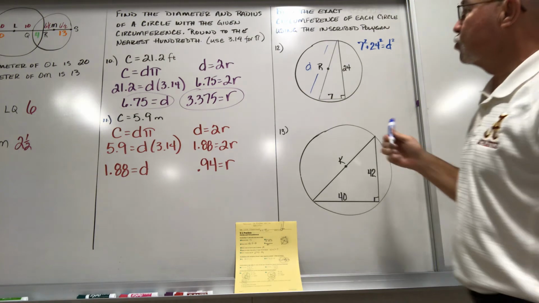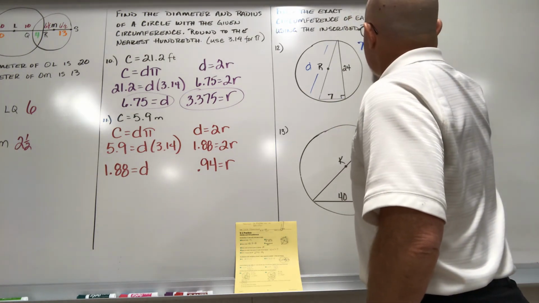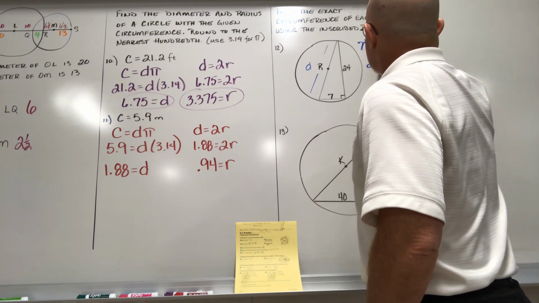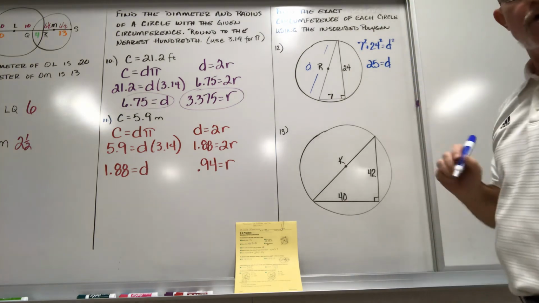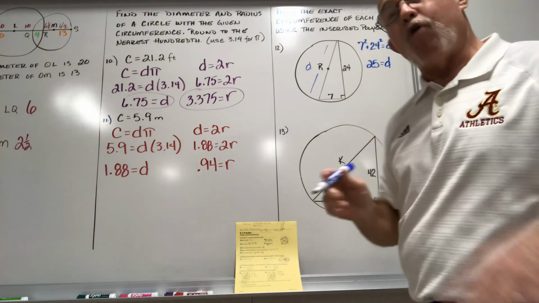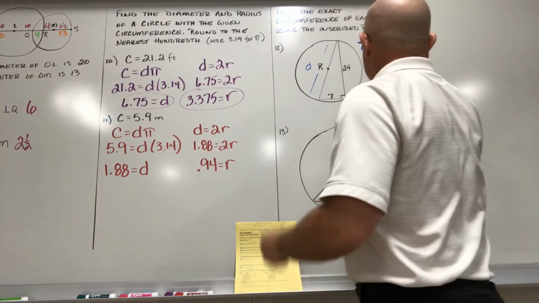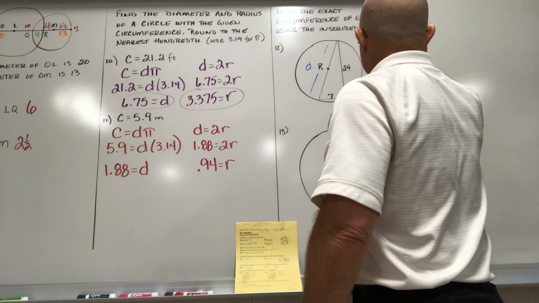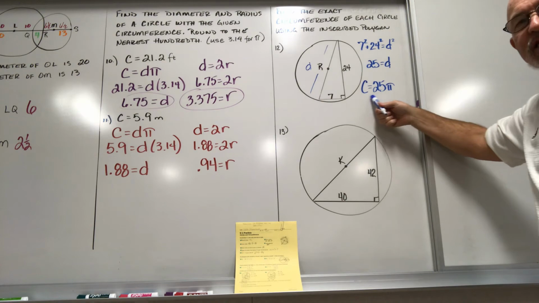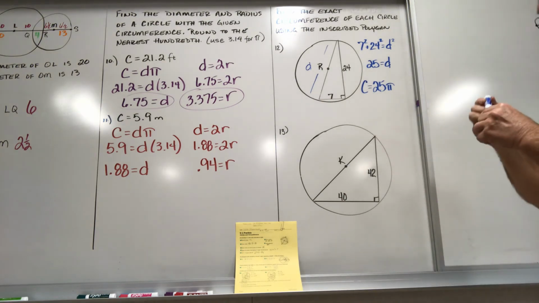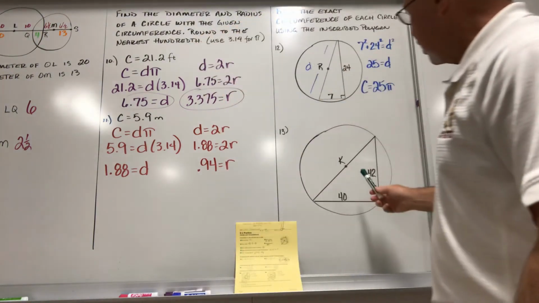You can remember that a 7, 24, 25 is a right triangle, or you can do the Pythagorean theorem. So we know that the diameter is 25. We know the circumference is pi times the diameter. That's the exact circumference of that circle. We do the same thing here.